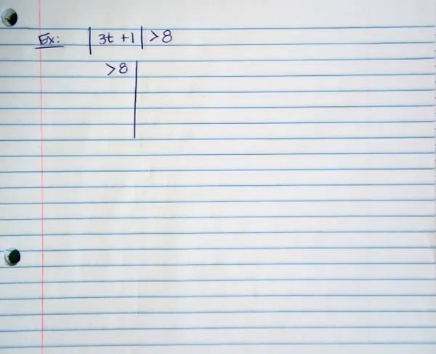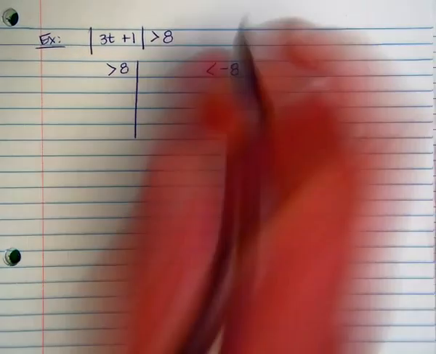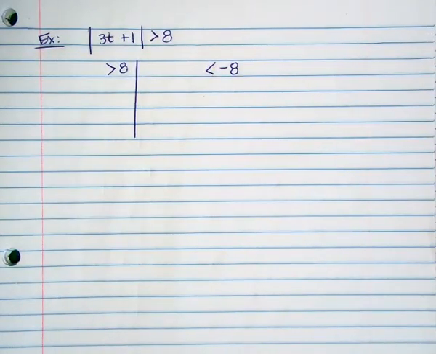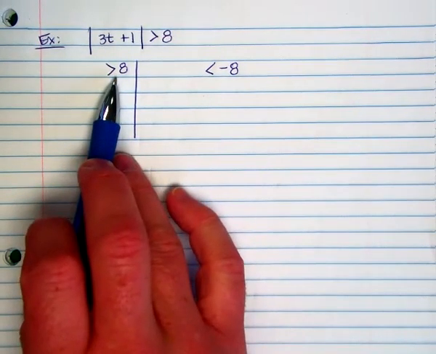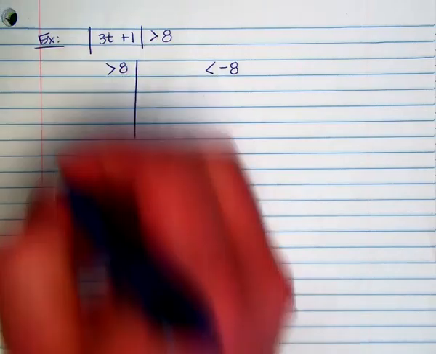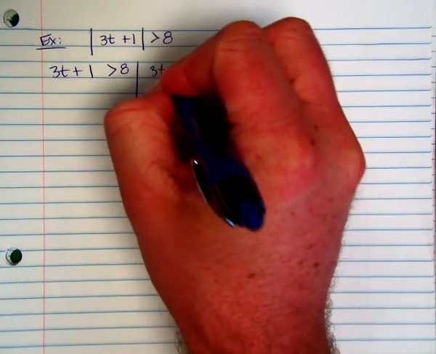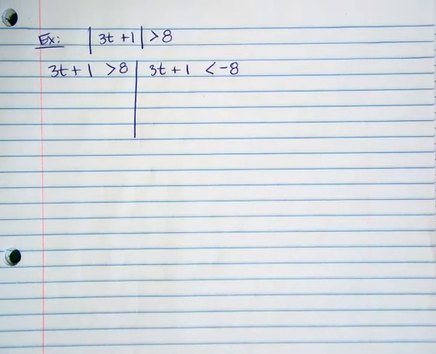But I'm going to flip the sign and make it less than because I switched it to a negative. That's the same thing as dividing or multiplying by a negative. And when we do that with inequalities, you flip the inequality sign. So I'm going to solve for greater than 8, which it already said, and I'm going to solve for less than negative 8. So I have my 3t plus 1 is greater than 8. I have my 3t plus 1 is less than negative 8.